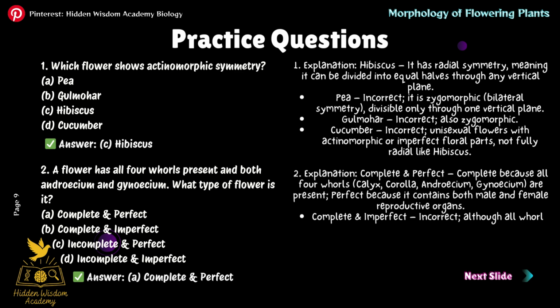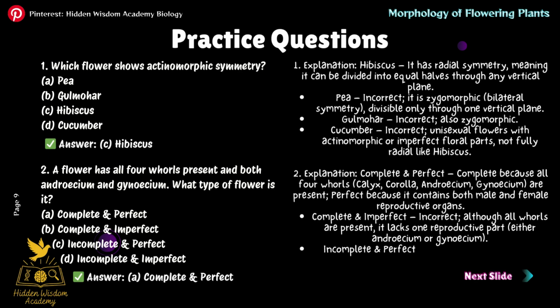Explanation. Complete and perfect is correct because all 4 whorls are present and both male and female organs exist. Complete and imperfect is wrong as one reproductive part is missing. Incomplete and perfect is wrong because one or more whorls are absent. Incomplete and imperfect is also wrong since whorls are missing and only one reproductive organ is present. So, option A is the correct answer, that is complete and perfect.